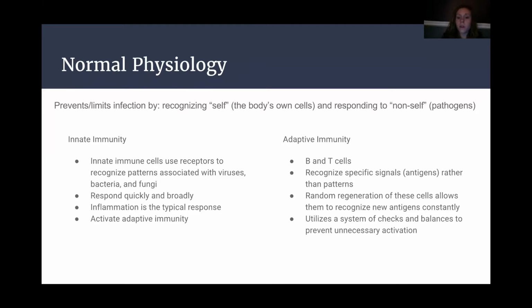So the main cells which are a part of adaptive immunity are B and T cells, they're lymphocytes. They recognize specific signals rather than patterns. Their random regeneration of these cells allows them to recognize new antigens constantly, which is important and keeps our immunity up. And this adaptive immunity also utilizes a system of checks and balances to prevent unnecessary activation. So it checks for self cells rather than non-self cells so that it doesn't attack itself normally.